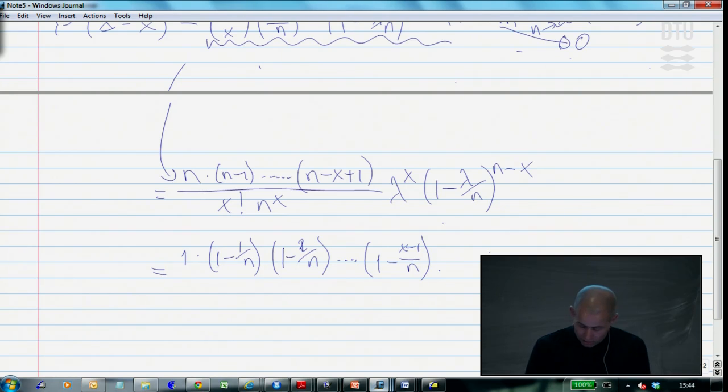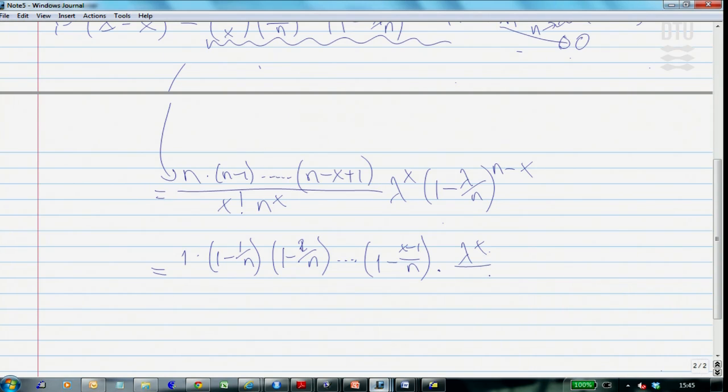Then I collect these two terms and say lambda to the power of x over n to the power of x. No, I have made a mistake here. Actually, it's this term I'm lacking. It's the x faculty term, because I already used the n to the power x term. So we put the x faculty term here. And then I'll split the last term, and that's the final thing. I put it in two parts: lambda over n to the power n, and then 1 minus lambda over n to the power minus x, like this.